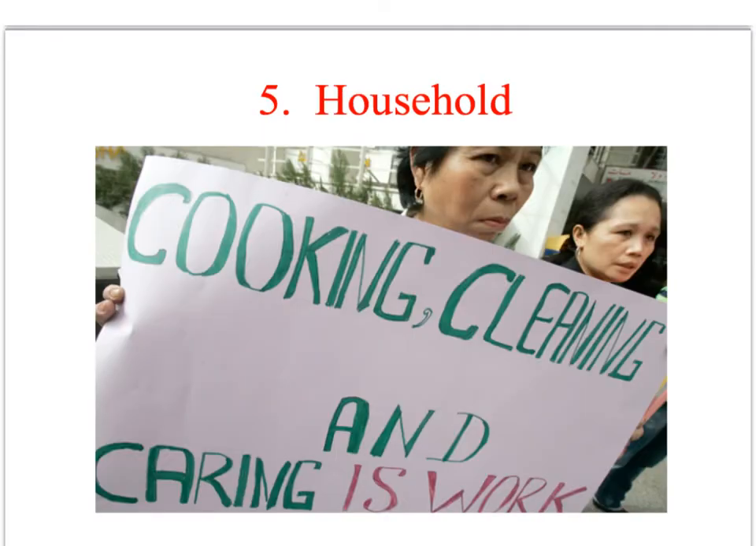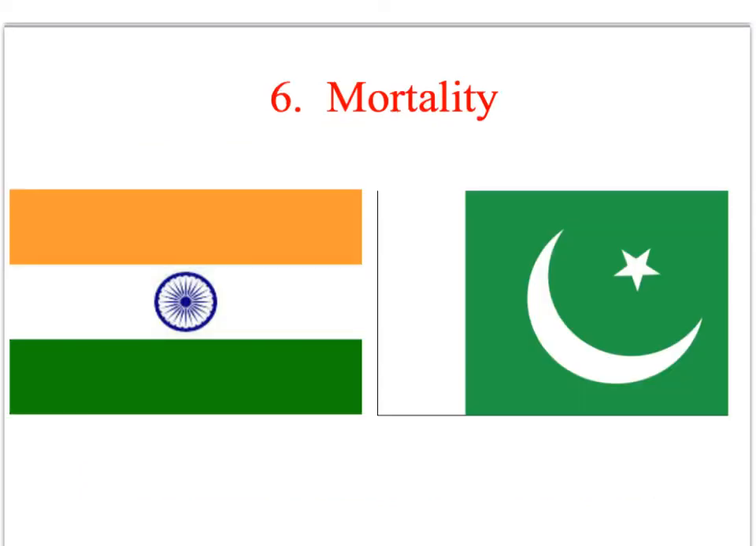Fifthly, we've got inequalities at the level of the household, at the level of the family. So within the family, power and decision making might favour men, and it's usually the case that women do the bulk of the domestic labour, the bulk of the childcare, the bulk of the emotional work. The sixth type of inequality relates to mortality, and it's the case that in most countries women generally outlive men. However, there are areas of the world which have very patriarchal cultures where this generalisation does not hold. So for example, in both India and Pakistan, it's men who generally outlive women.